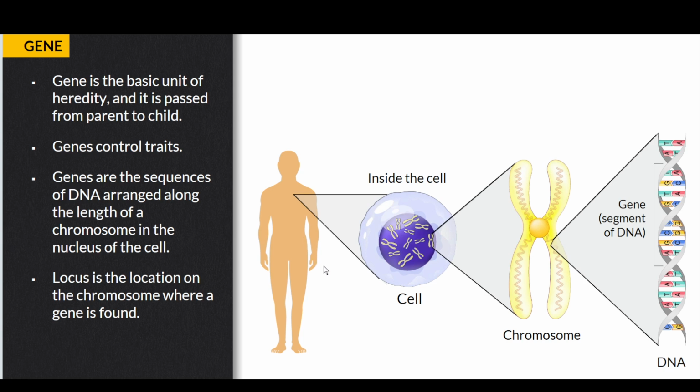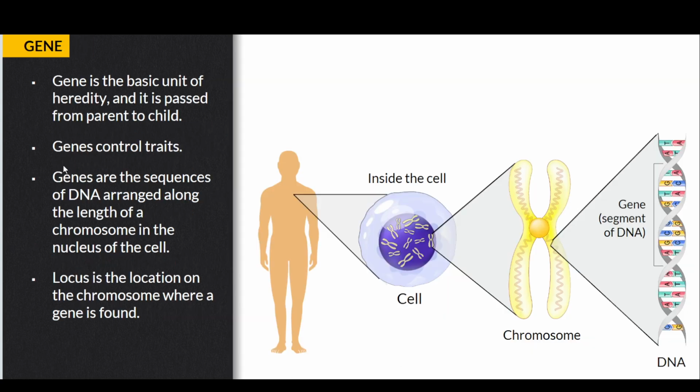So where do these chromosomes lie? They lie inside the nucleus of the cell. And genes are present inside the chromosome, as a segment of DNA, which controls traits, for example, height, hair color, or eye color. These traits are controlled by the genes, which are passed from parents to generations.